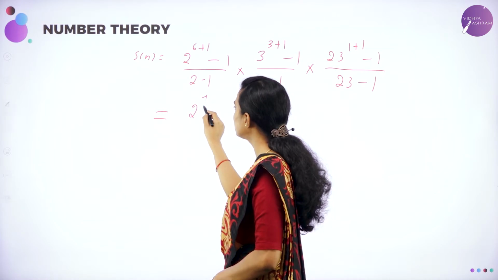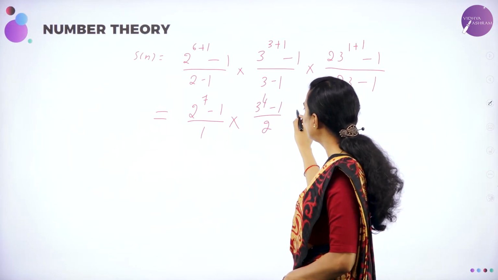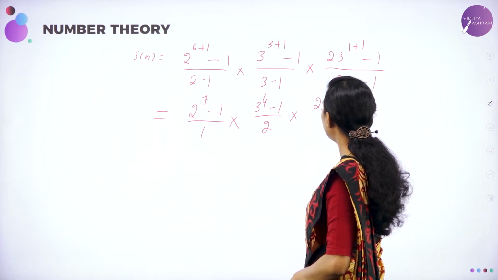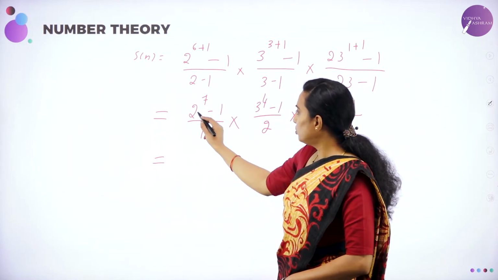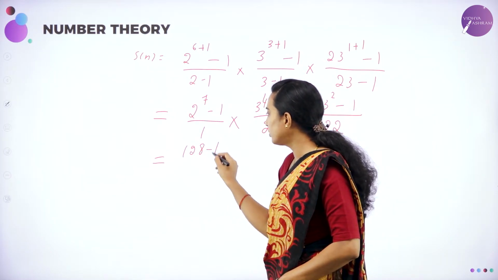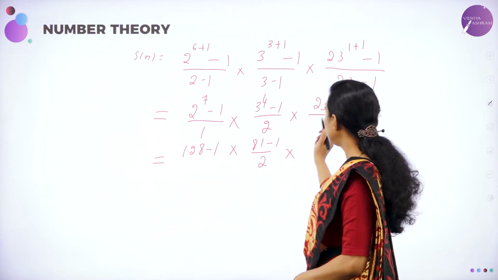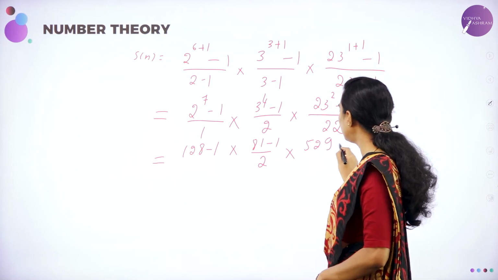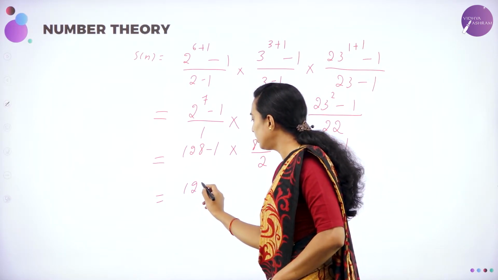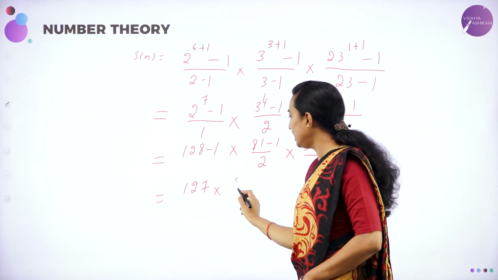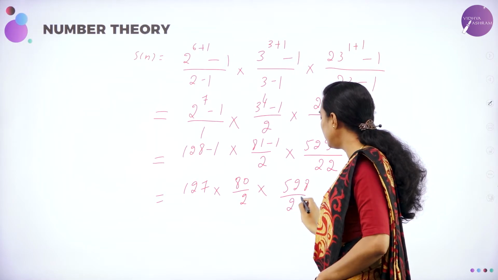2 to the power of 6 plus 1 is 2 power 7, minus 1. 2 minus 1 is 1, into 3 power 4 minus 1 divided by 2, into 23 to the power of 2 minus 1 divided by 23 minus 1 is 22. So now we are going to have 2 to the power of 7 is 128, minus 1, divided by 1, into 81 minus 1 divided by 2, into 23 squared is nothing but 529 minus 1 divided by 22. Which will be equal to 127 into 81 minus 1 is 80 divided by 2, into 529 minus 1 is 528 divided by 22, correct?